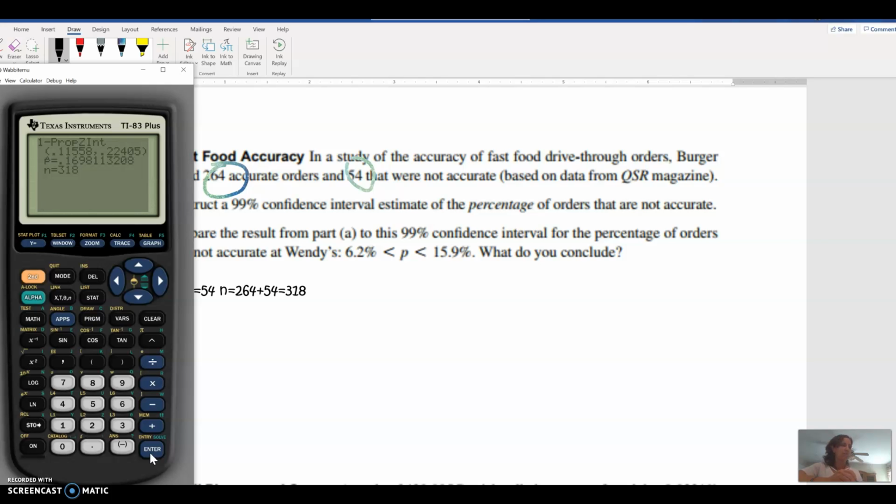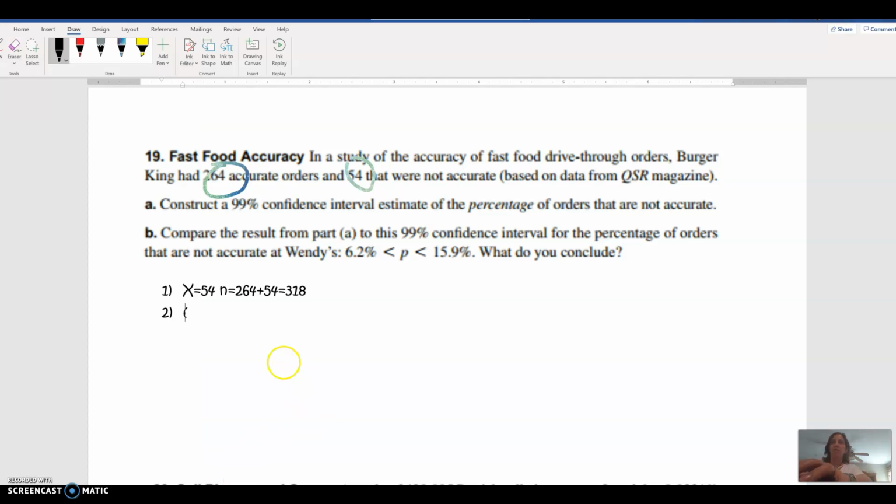0.1698. Sorry, I'm going to get between, my p hat is 0.1698. And I am going to get my interval to be between 0.116 and 0.224. Right? So from the calculator, I get 0.116, comma, 0.224. It also gives me the p hat, which is the x over n. So in case I was interested in that actual proportion, the x over n is 0.1698. Right? So about 16.98% of those 318 orders were not accurate.